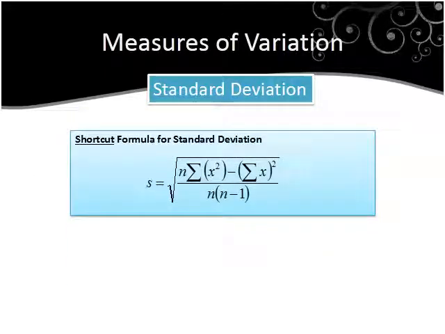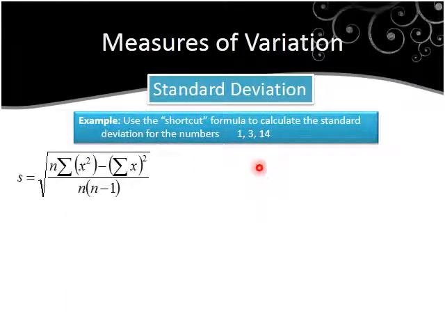There is a shortcut formula for the standard deviation, and at first glance this doesn't look like a shortcut. However, the one thing you may notice is that there is no x bar in this formula. In other words, we don't have to calculate the mean first to calculate the standard deviation if we use this shortcut formula. So let's try it on the same three numbers and make sure we get the same standard deviation.